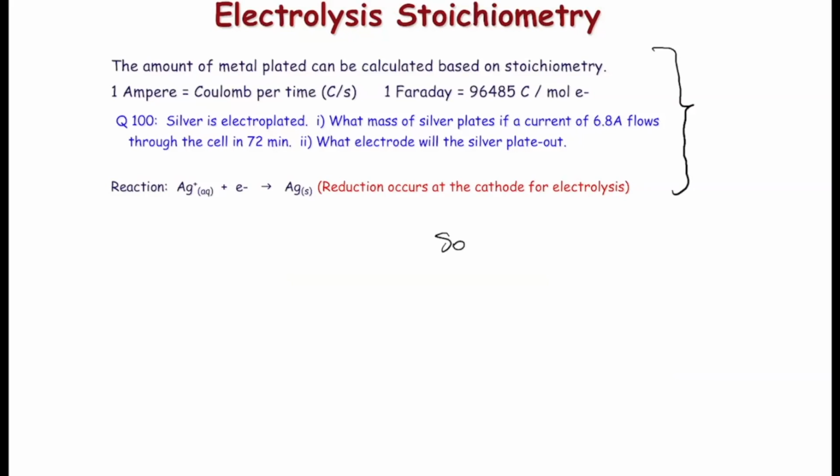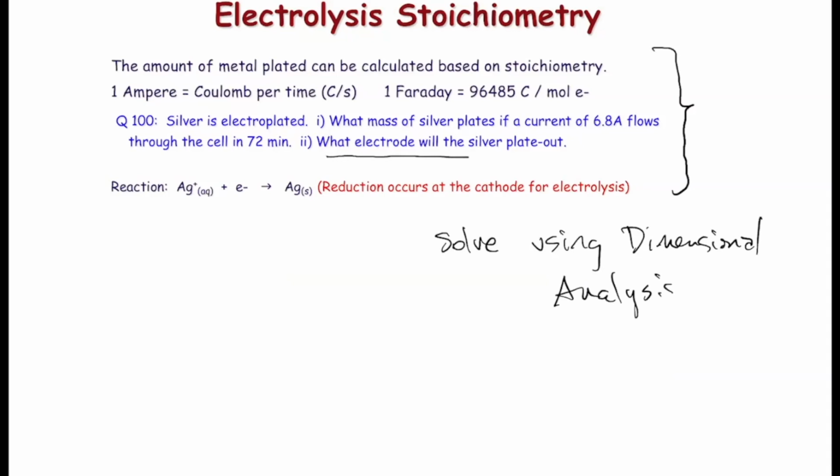Solve it using dimensional analysis. This is an electrolysis process. And tell me what mass of silver is going to be plating out at the electrode.